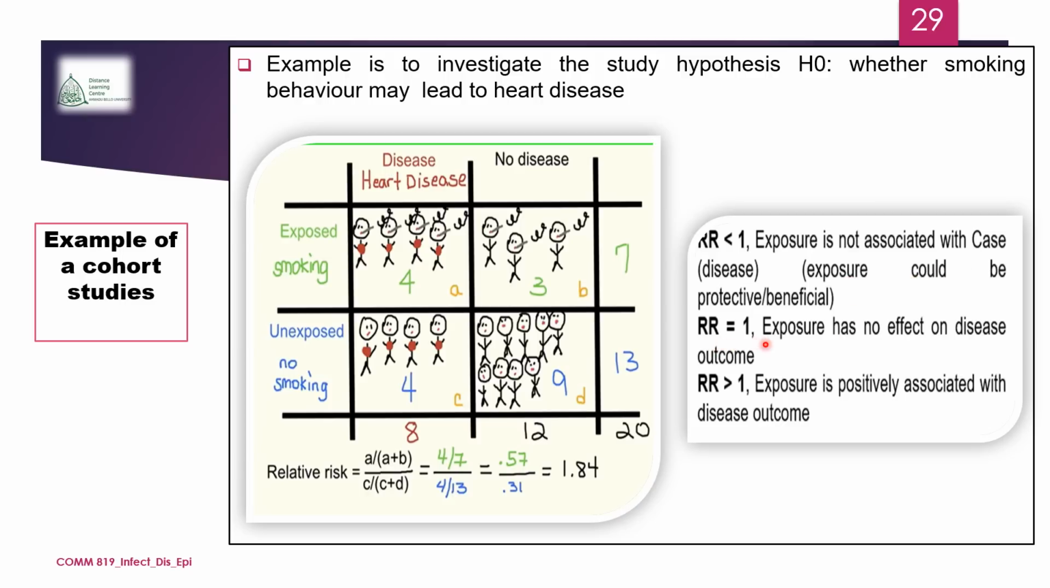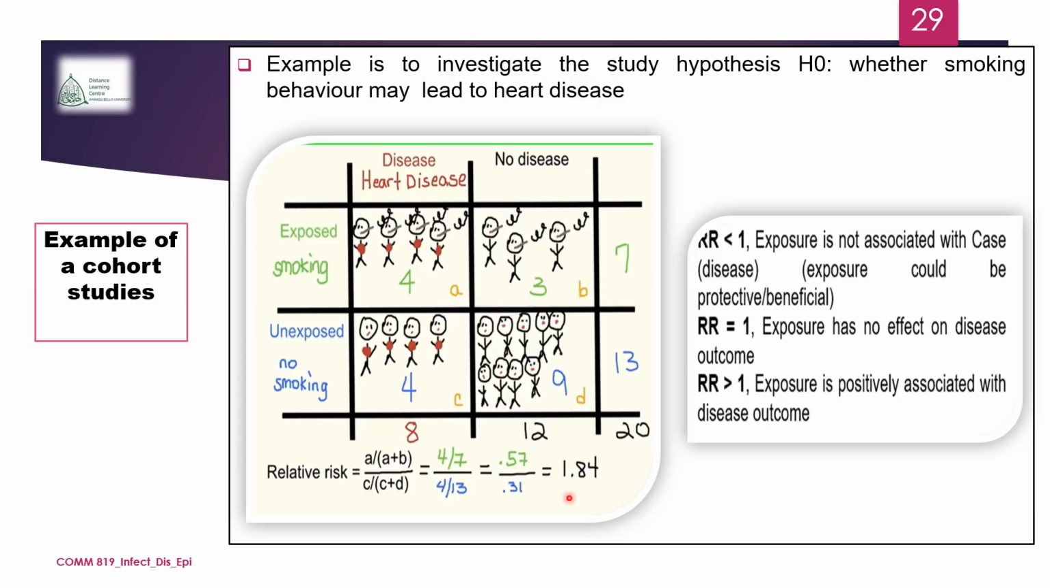When relative risk is 1, exposure has no effect on disease. If it's greater than 1, exposure is positively associated with disease, just like that of odds ratio. But in this case, we are using relative risk, not odds ratio. So now, based on this value, 1.84, we know that this is greater than 1. Exposure is positively associated with disease outcome. That means smoking is positively associated with heart disease.